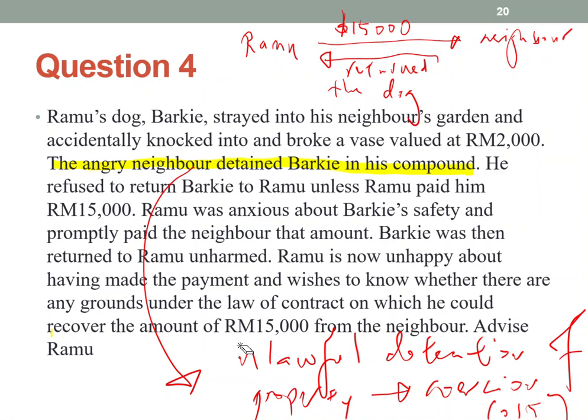So this is unlawful detention of property. What's the property here? The dog. The dog is the property. All right? So this is coercion. Okay?